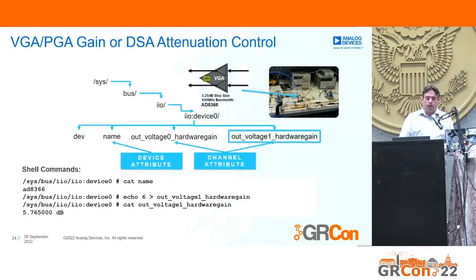Here's an example of how to control a gain amplifier or an attenuator. The difference here is just that the hardware gain is negative. In this example, we just write minus 6 dB into voltage hardware gain, and after we read it, it returns 5.675 because that was the closest possible value that this amplifier could do.